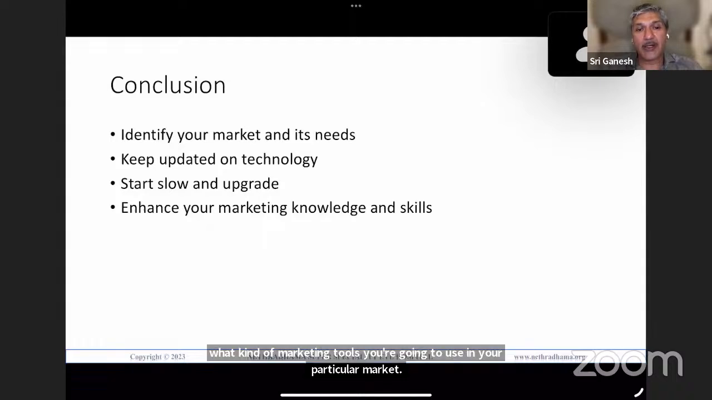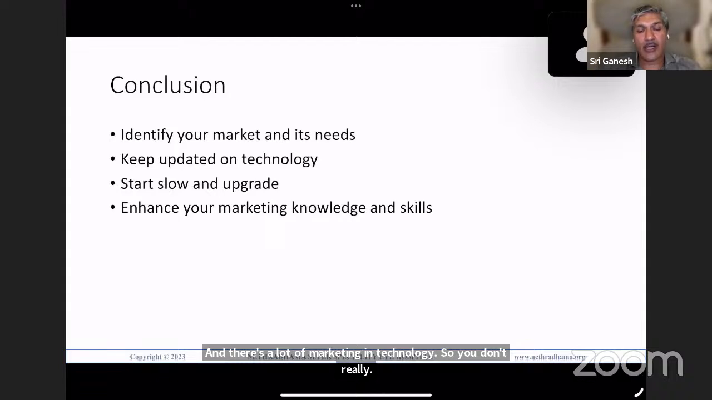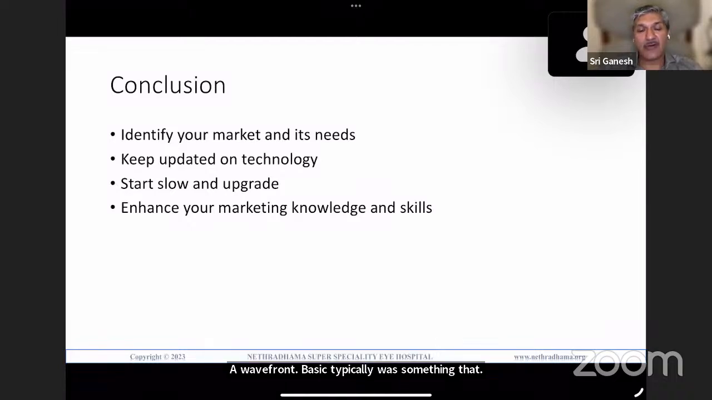You have to keep updated on technology, because technology is evolving and there's a lot of marketing in technology. So you don't really know what works, what does not work. And the companies, they market the technologies, they sell you the technologies. Wavefront LASIK typically was something that they promised eagle vision, and they charged you for the cards for every treatment that you did. They charged you for the technology.